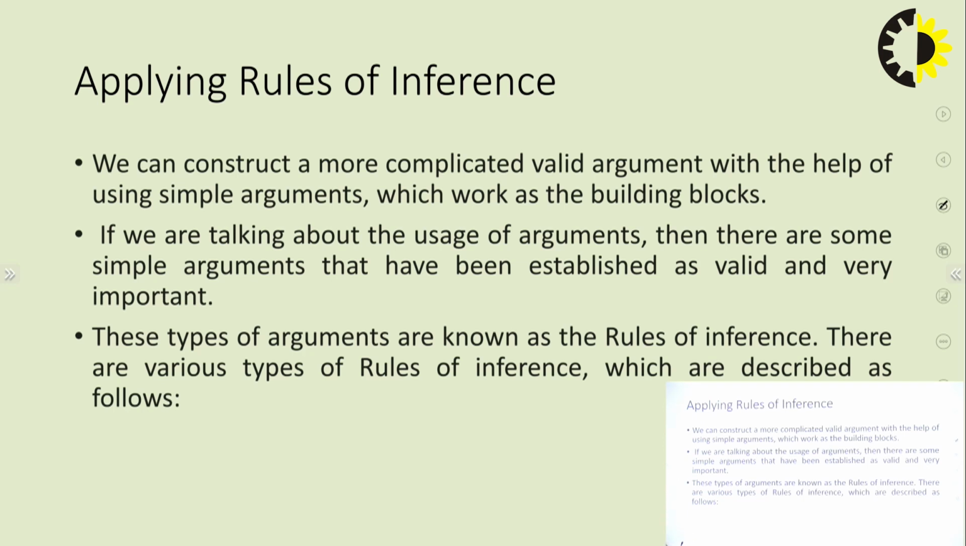Now applying rules of inference, we can construct some more complicated valid arguments with the help of simple arguments which are given to us, which work as the building blocks for the new complicated valid arguments. Here we will see how we can apply these different rules of inference. We already have some established rules of inference which can directly be applied to different premises in order to conclude any statement. We will see in the coming slides what these rules are, and we will also try to establish their validity.